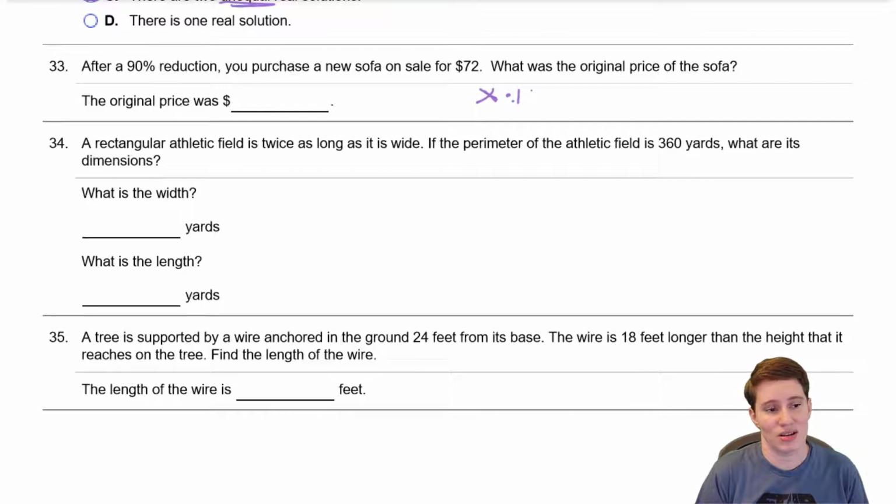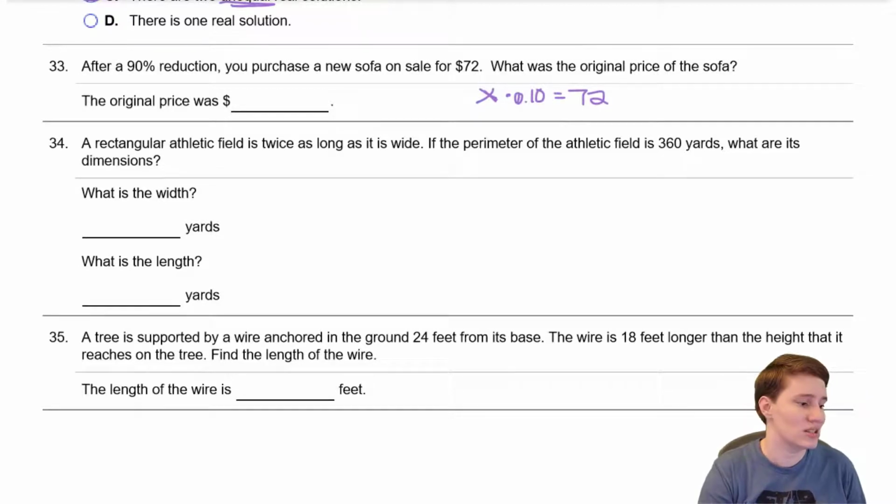I have confused myself on how I wanted to write this. We are taking 10% of the original price, and that's giving us 72. So what we need to do is actually 72 divided by 0.10. And in general, whenever you have a problem like this that you know the end result and you're trying to go backwards, you're going to end up dividing. So let me just do this real quick. 720. See, that's the price of a sofa. I want a sofa that's 90% off. That sounds like a great idea.